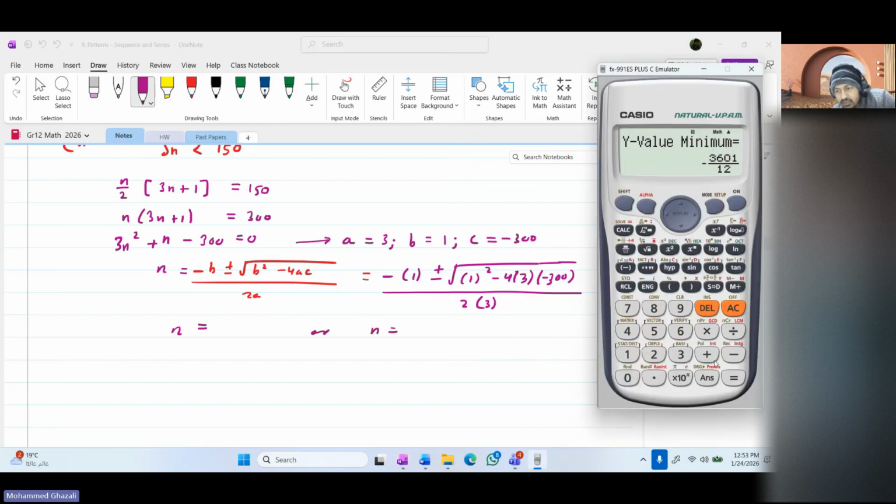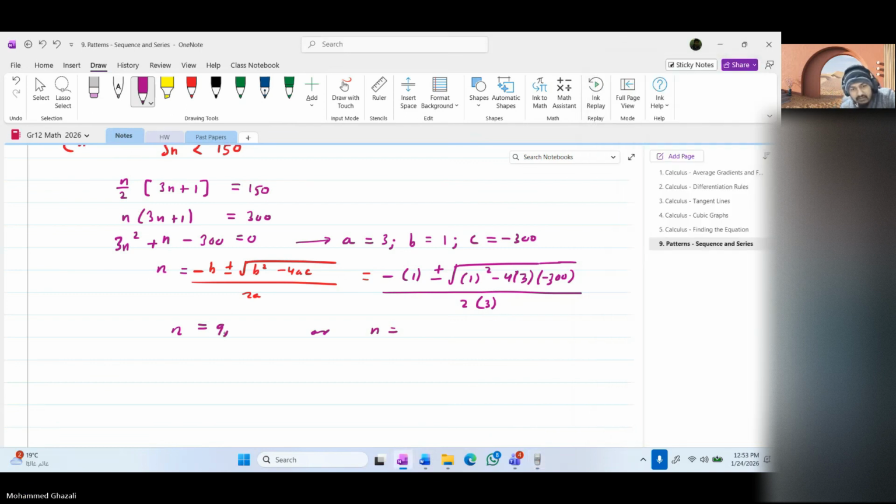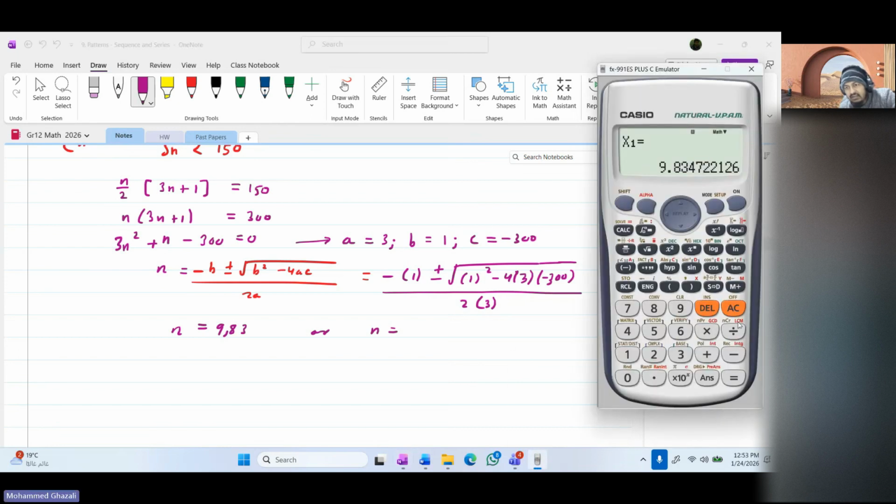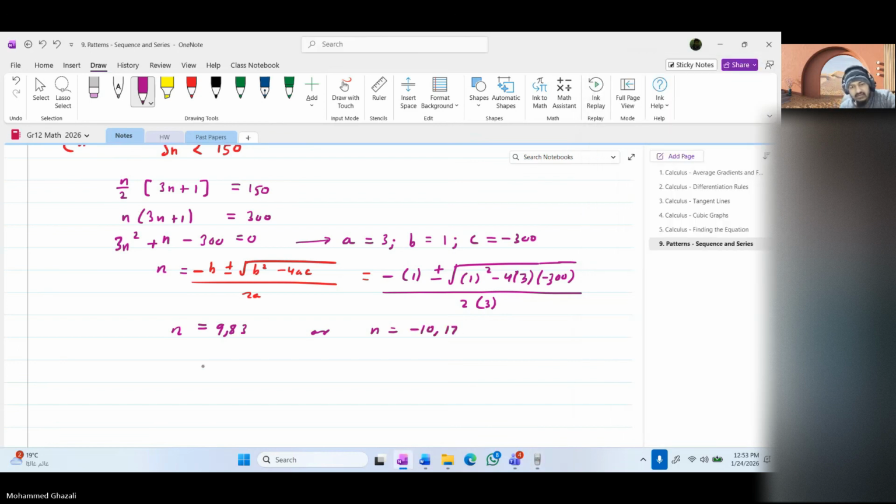And so the value of N is now equal to 9.83, or the value of N is now equal to negative 10.17. Right, so reject here. Values of N can't be negative. And this one, we're going to round down. So N must be equal to 9. Round down. Right, so N must be 9.